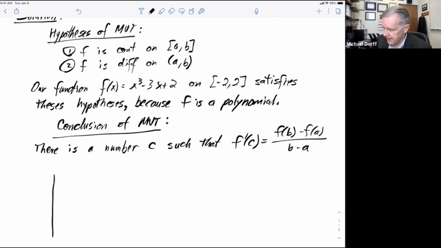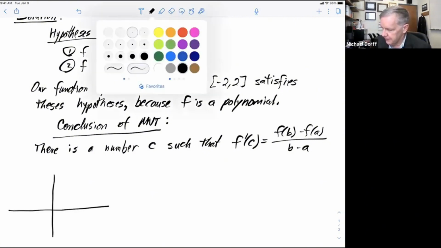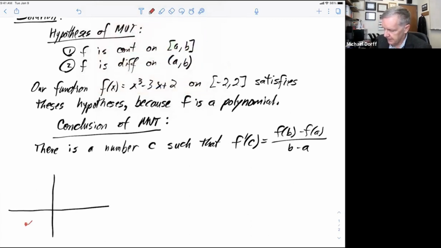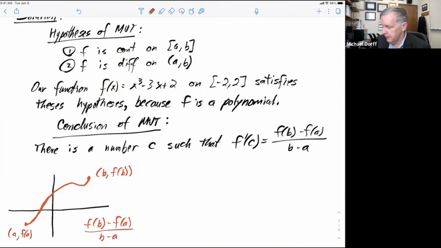Well, it means if I graph my function here, let's say my function looks something like this. Okay, continuous function and it's differentiable. This point here we're going to say is a, f of a, and this point here is going to be b, f of b. What does f of b minus f of a over b minus a equal? What does it represent? It's the slope of the line that contains a and b. So it's the slope of that purple line right there.